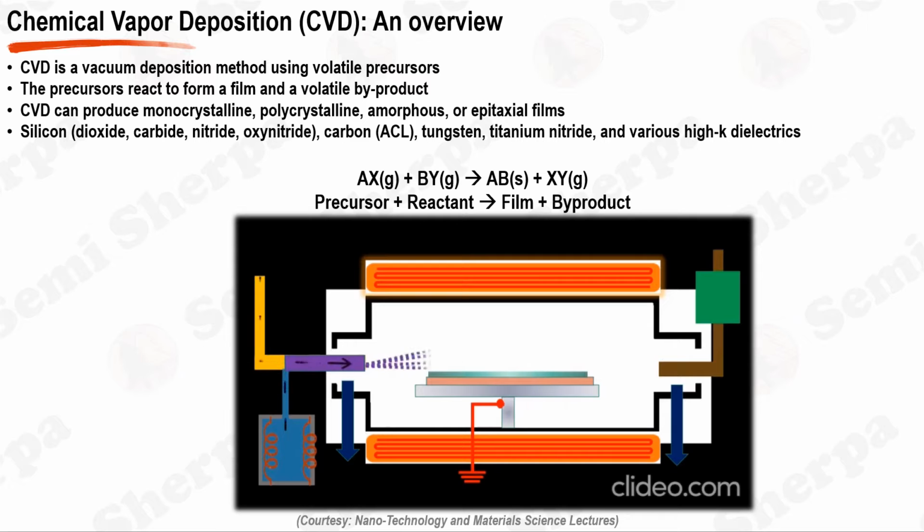Some common films deposited by CVD include silicon-based films such as silicon dioxide, silicon carbide, silicon nitride, and silicon oxynitride, carbon films like ACL, and metals such as tungsten and titanium nitride. High-K dielectrics are also often deposited using CVD for applications in microelectronics.